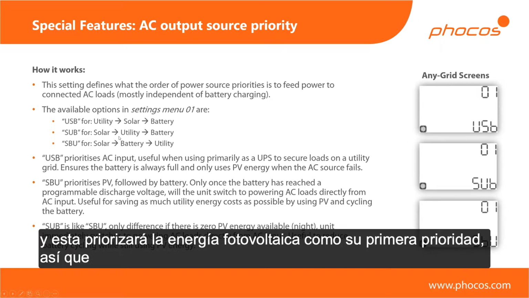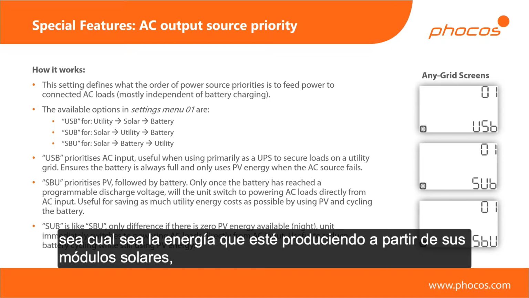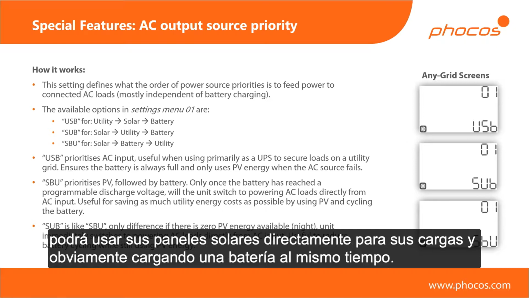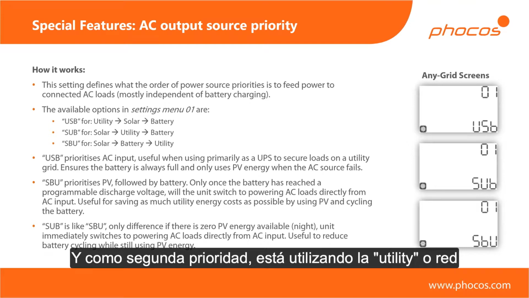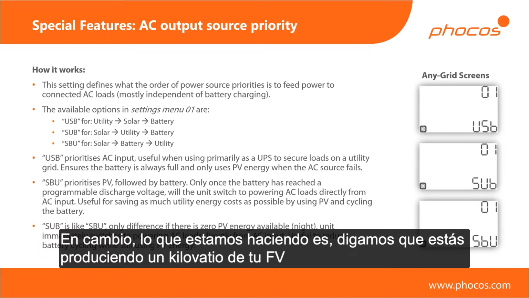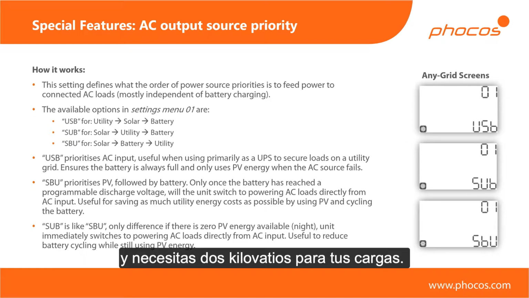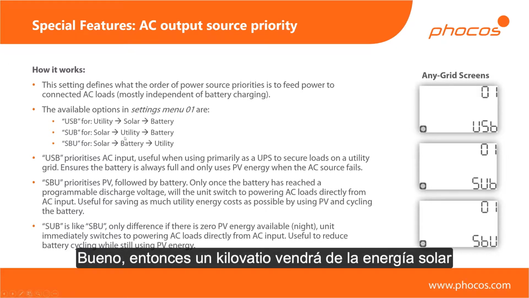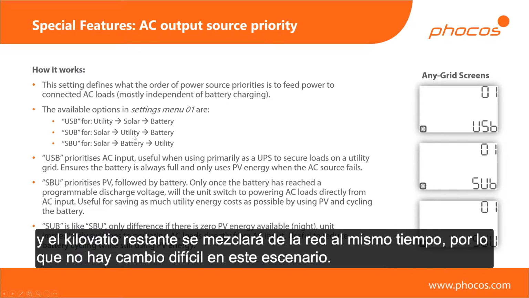The second priority option is solar, utility, and battery. This one will prioritize PV as your first priority. So whatever energy you're producing from your solar modules, your solar panels, you'll be able to use that directly for your loads and obviously charging your battery at the same time. And as a second priority, you're using utility. In this case, we don't have a hard switchover between the grid and the off-grid scenario. Instead, let's say you're producing 1 kilowatt from your PV, and you need 2 kilowatts for your loads. Well, then 1 kilowatt will come from solar, and the remaining kilowatt will be mixed in from the grid at the same time. So there's no hard switching in this scenario.